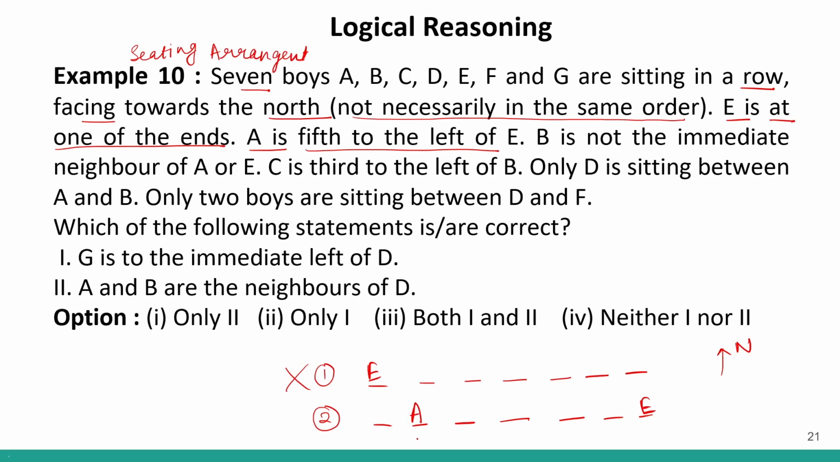Okay. A is 5th to the left of E. Now, B is not the, pay attention to the word not. B is not the immediate neighbor of A or E. That means B will not be sitting adjacent to A or E. That means B cannot be over here, and B cannot be over here. So only 2 positions are there for B.